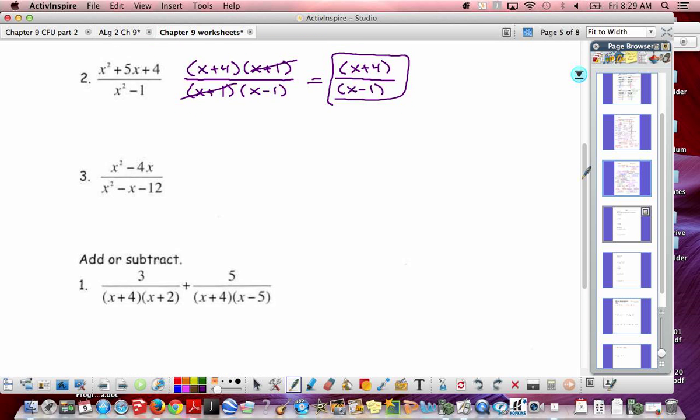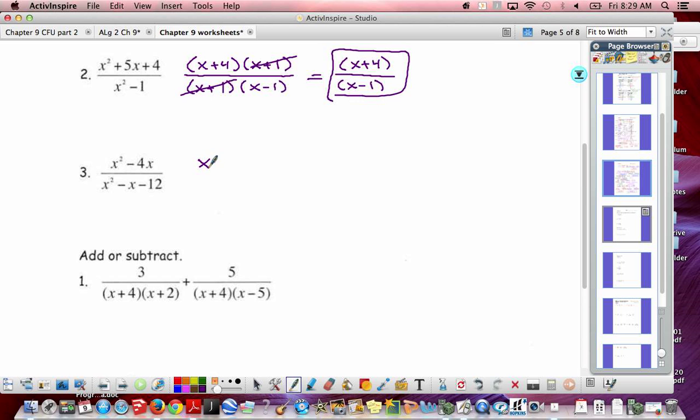On the third problem, the top has an x in common, so I have x minus 4 in parentheses. In the bottom, factors of negative 12 that add up to negative 1: x minus 4, x plus 3. Notice how my x minus 4 is crossed out, and I'm left with x over x plus 3.